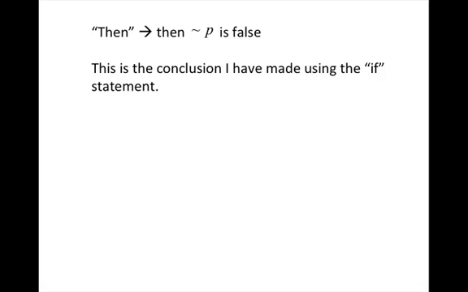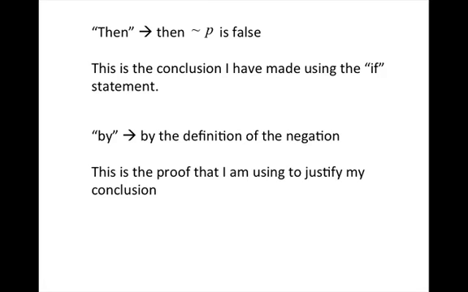This is the conclusion that I've just made based on my if statement. So I give an if statement that's true. I make a conclusion based on that statement. And then my third part is my reason. That's the by definition of the negation. This is the proof I'm using to justify my conclusion.